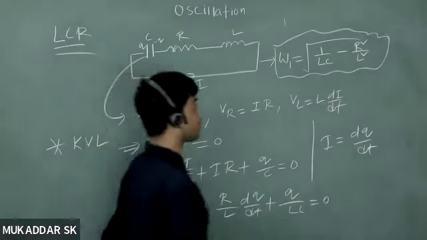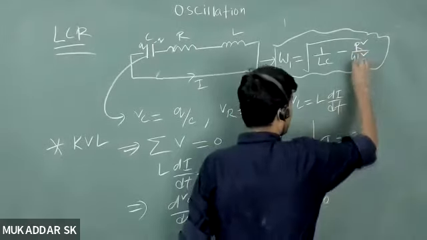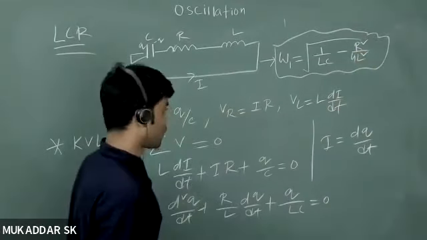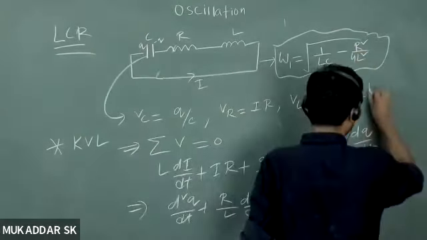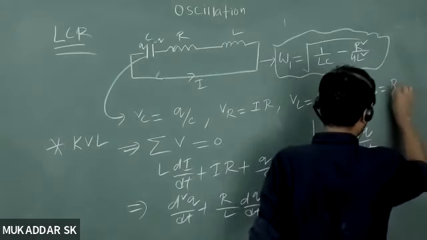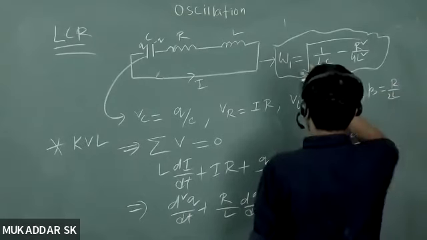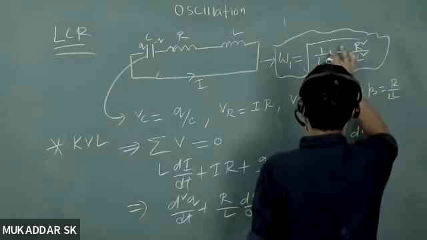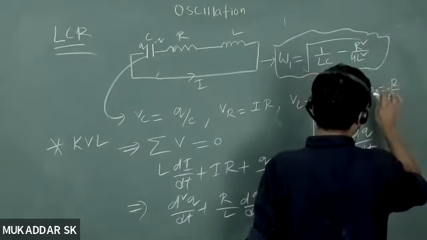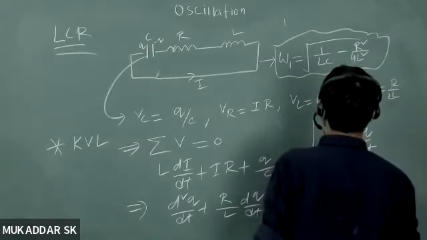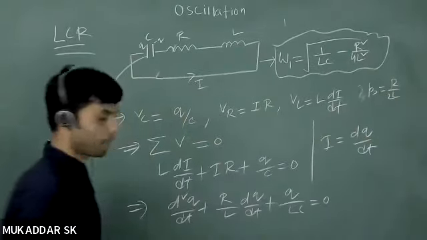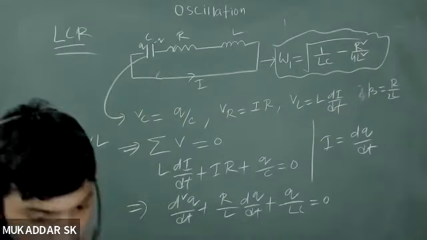So I think there will be a 1/4 here, if you remember. Because 2 beta equals how much here? 2 beta equals R by L, right? So beta means R by 2L. And if you remember, omega 1 was how much? Omega naught square minus beta square. So beta is nothing but R by 2L, so it should be R square by 4L square. Is this clear what I'm trying to say, everyone?